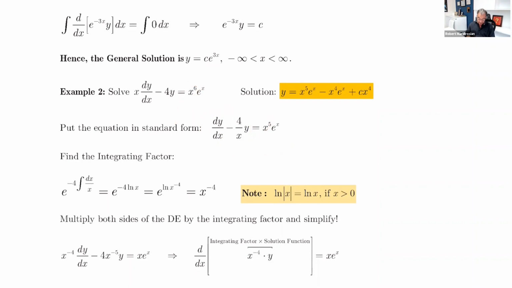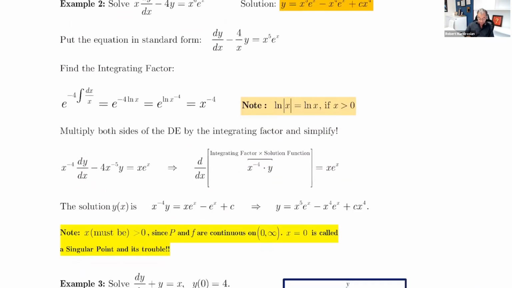Now we can find the integrating factor. We know that coefficient gives the integrating factor. So we write e to the power of the integral of p of x, which is -4 over x dx. The integral of dx over x is ln of x. So this is going to be e to the power of -4 ln of x, which is e to the power of ln of x to the power of -4, and we know this is just x to the power of -4. So we have the integrating factor.